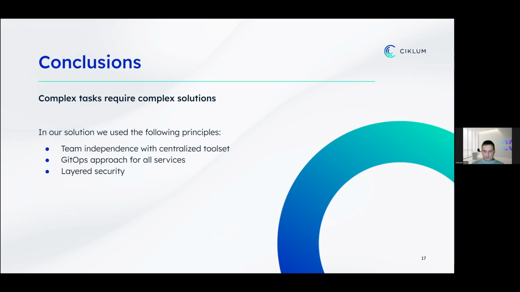GitOps approach for all services. All services are built with infrastructure as code. All the changes in the infrastructure are done via Git, and there should be no UI changes, there should be no opening the console, etc. So only through Git, through the whole process, through the merge request, through the feature branches, etc.